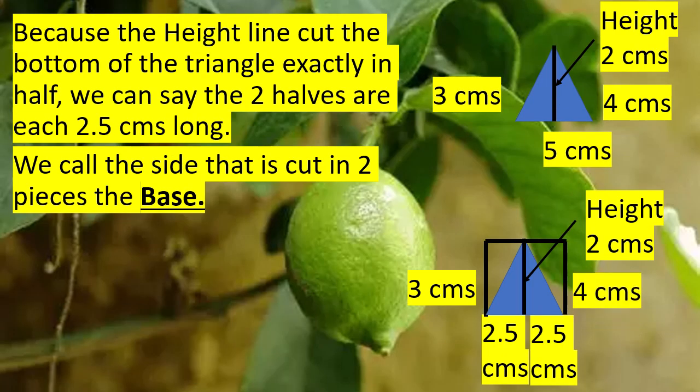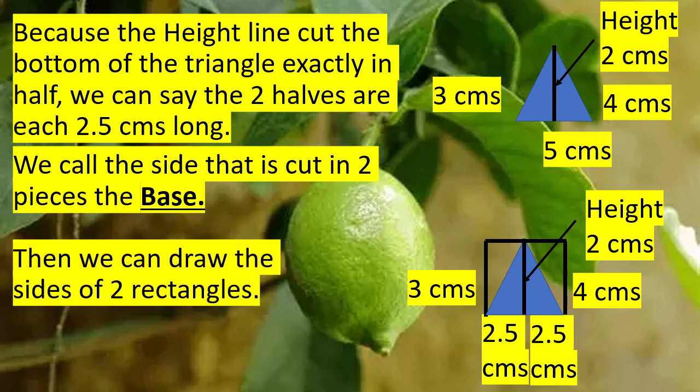Because the height line cuts the bottom of the triangle exactly in half, we can say the two halves are each 2.5 centimeters long. We call the side that is cut in two pieces the base. So you can see on the triangle, the blue triangle in the top right of the picture, we have the three sides, 3 centimeters, 4 centimeters, and 5 centimeters. The base is 5 centimeters, and the height, which is new there, is 2 centimeters.